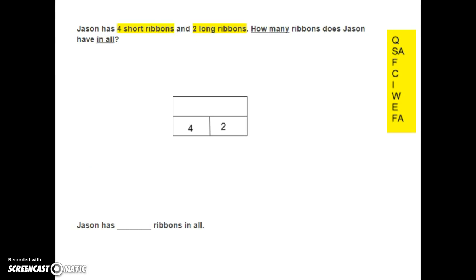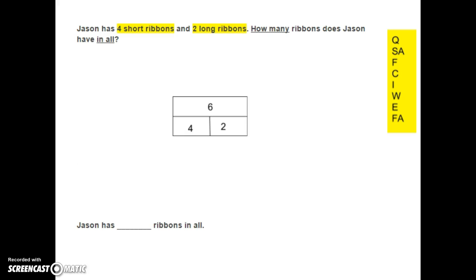Next in the strategy step is the I. This is for an illustration. Here I might use tables, charts, and graphs to interpret my information in my question. Here I've made a part-whole model. I know that there are 4 short ribbons as part of this and 2 long ribbons. Now I have to come up with what is the whole. The next job is to show my work.